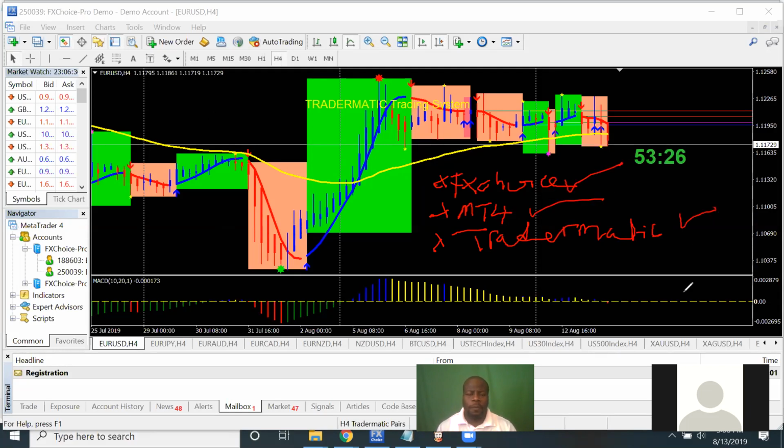And also, some have been asking me, can you use Tradermatic on a cell phone? And the answer is no. When you look at the cell phone, it's limited. When you go to MT4 on your cell phone, it doesn't have where you can upload your template. So that is why we cannot use it on cell phones and even some of the tablets.